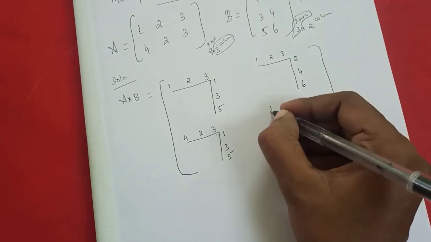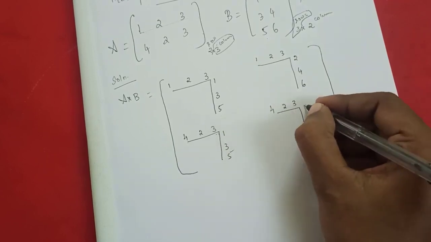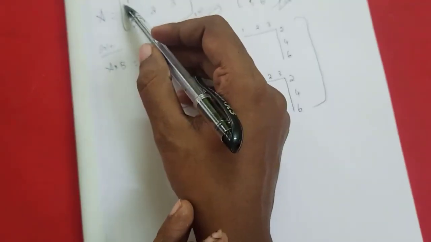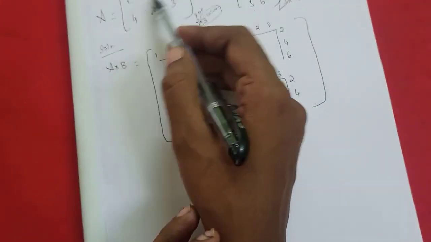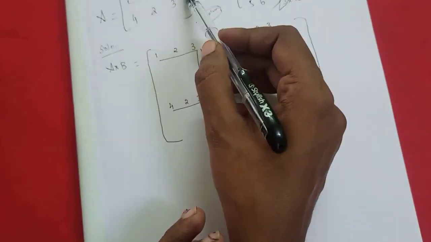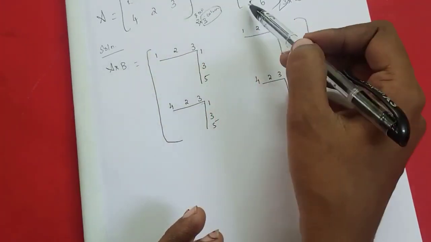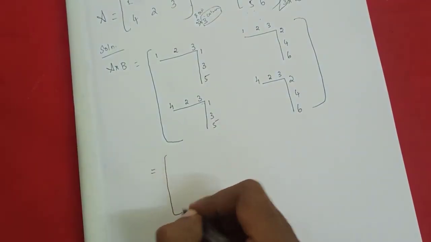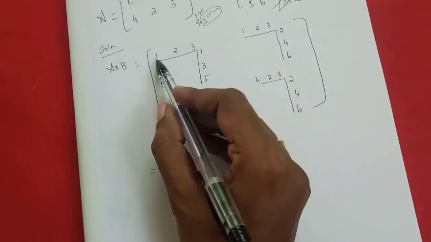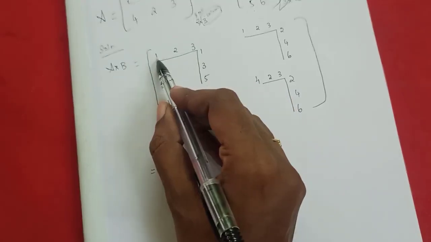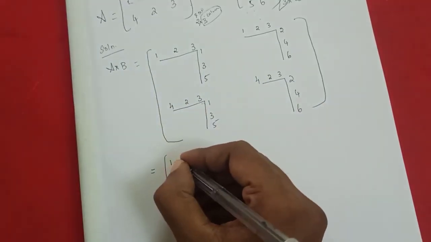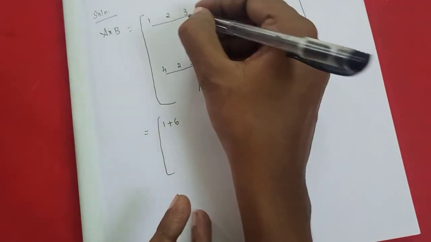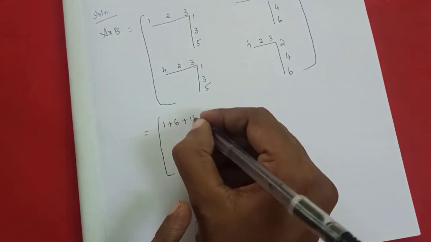Then next one, 4, 2, 3 with 2, 4, 6. What did I do? First row first column, 1, 2, 3 with 1, 3, 5. First row second column, then second row first column, second row second column. Now you can multiply very easily. How we multiply: 1 into 1, listen very carefully, 1, plus 2 into 3, 6, then 3 into 5, plus 15.